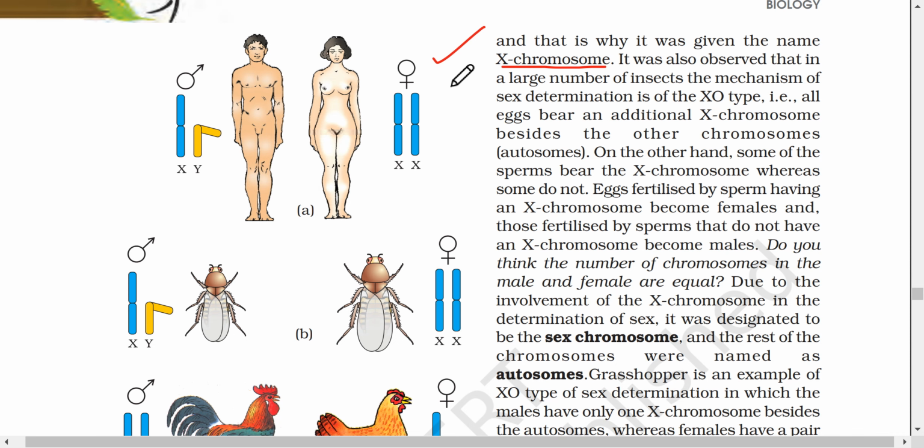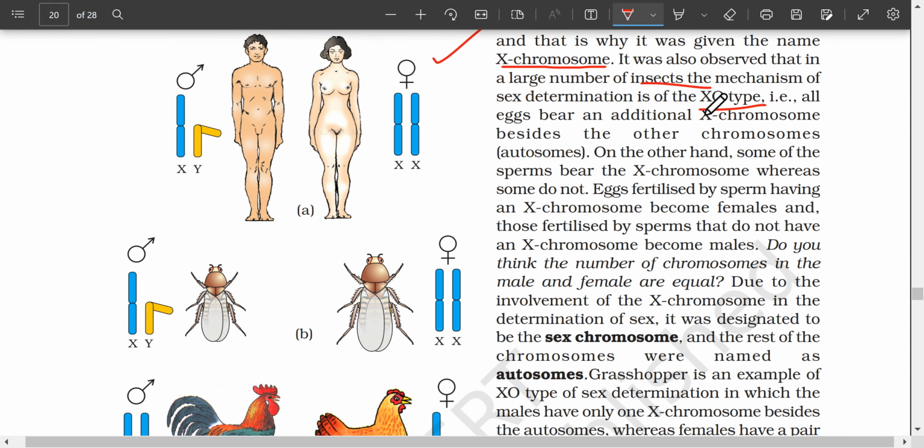तो क्या हो रहा था, insects में कैसा mechanism है? XO type का है. सब में normal होगा, but females में एक extra X होने वाला है. On the other hand, some of the sperms bear the X chromosome, whereas some do not. Eggs fertilized by sperm having an X chromosome become females, and those fertilized by sperms that do not have an X chromosome become males.